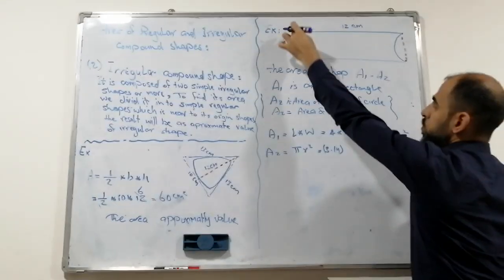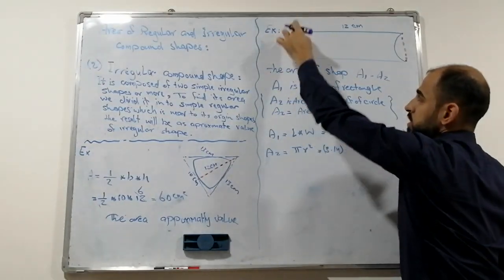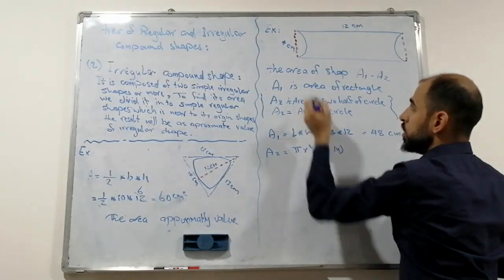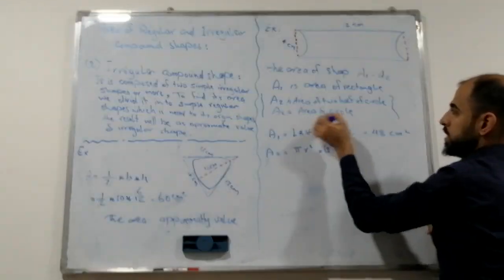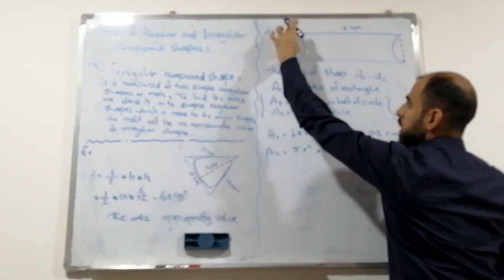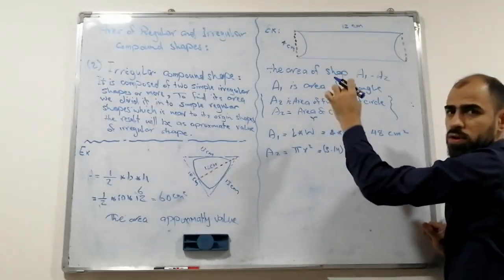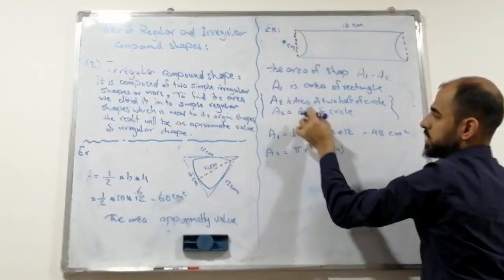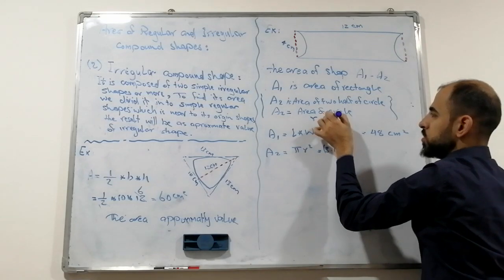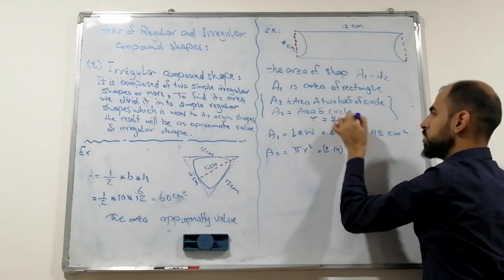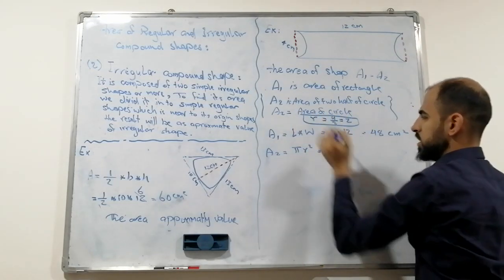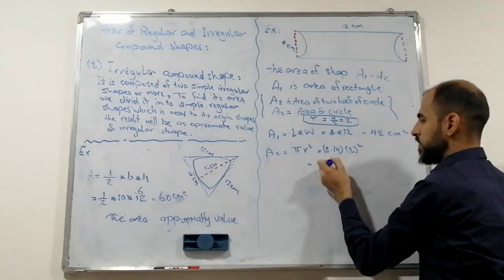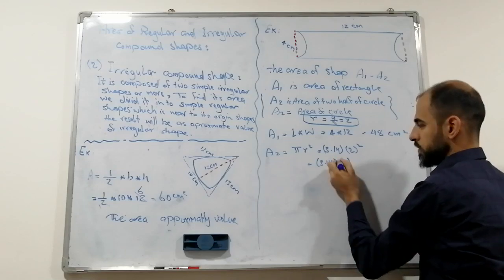Pi is 3.14. And r to the power 2, this is the radius, half of the diameter. The radius is half of diameter. So 4 over 2 equals 2. This is the radius. Then it will be 2 to the power 2. That's meaning 3.14 multiplying by 4.